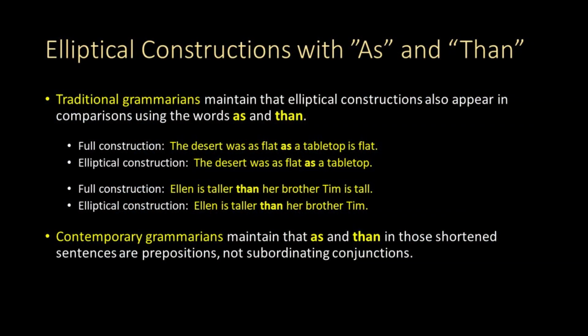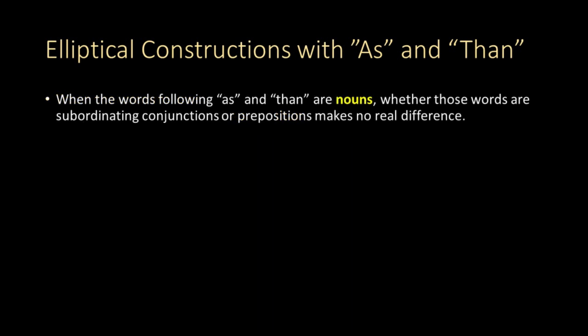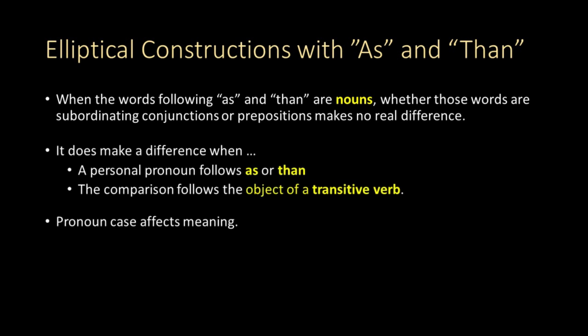In recent years, that traditional view of "as" and "than" comparisons has been questioned by contemporary grammarians, who claim that what have been called elliptical constructions have been improperly named because nothing has actually been omitted from them. These grammarians regard "as" and "than" as prepositions when they're not followed by explicitly stated clauses, and they regard the words that follow them as those prepositions' objects. When the words following "as" and "than" are nouns, whether one is a traditionalist or a contemporary grammarian makes no real difference. However, when (1) a personal pronoun follows "as" or "than," and when (2) the comparison follows the object of a transitive verb, pronoun case affects meaning.